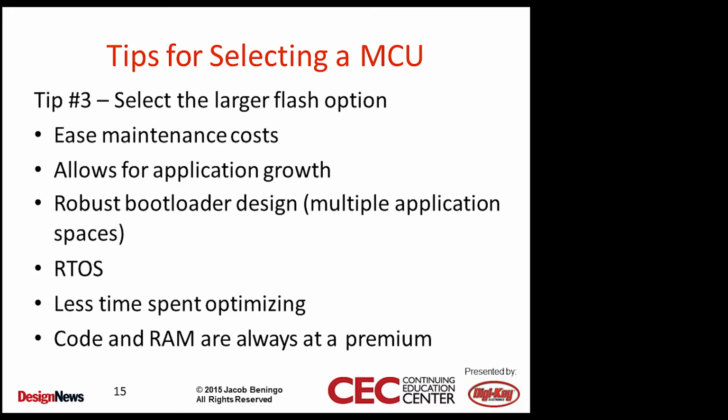Moving on to slide number 15, make sure that you select the larger flash option. A lot of times the microcontroller vendors provide you with multiple different options for flash and RAM, all within the same part family. Always start with a larger flash size, develop your software, and then if there's still a lot of room left in the microcontroller, you can always downgrade the microprocessor and usually keep the pin count the same to match. So you can adjust the price there for production a little bit.